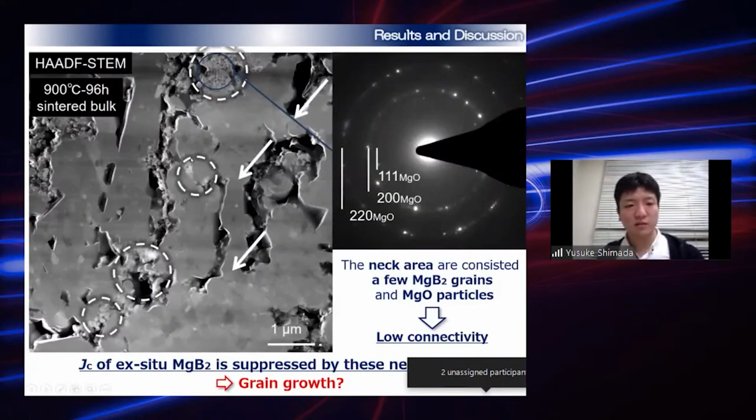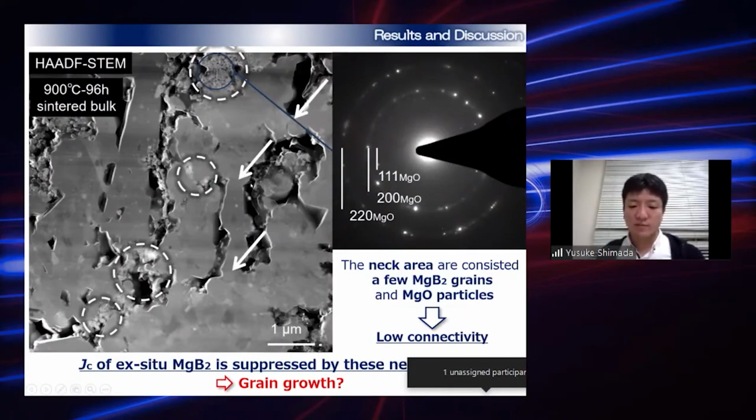This neck area includes some fine particles, and these particles are magnesium oxide. Even after sintering for 96 hours, the neck parts are still remaining, as shown here and here. And some of the neck area has this bright region. From the diffraction pattern, this bright region corresponds to magnesium oxide particles. So this result shows that these neck areas consist of few MgB2 grains and magnesium oxide particles. So this neck area caused low connectivity and low JC in ex situ MgB2.